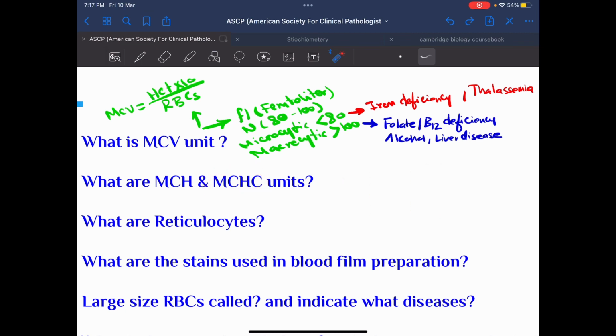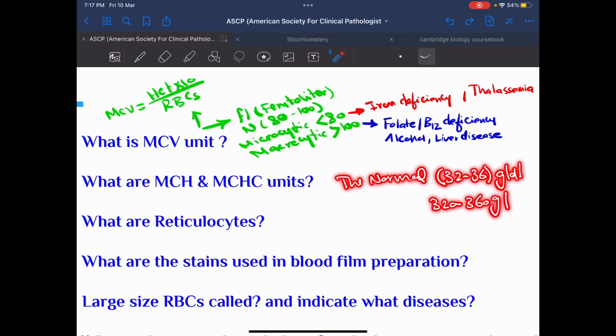For MCHC, MCHC stands for mean corpuscular hemoglobin concentration, and the normal value is between 32 to 36 gram per deciliter or 320 to 360 gram per liter.